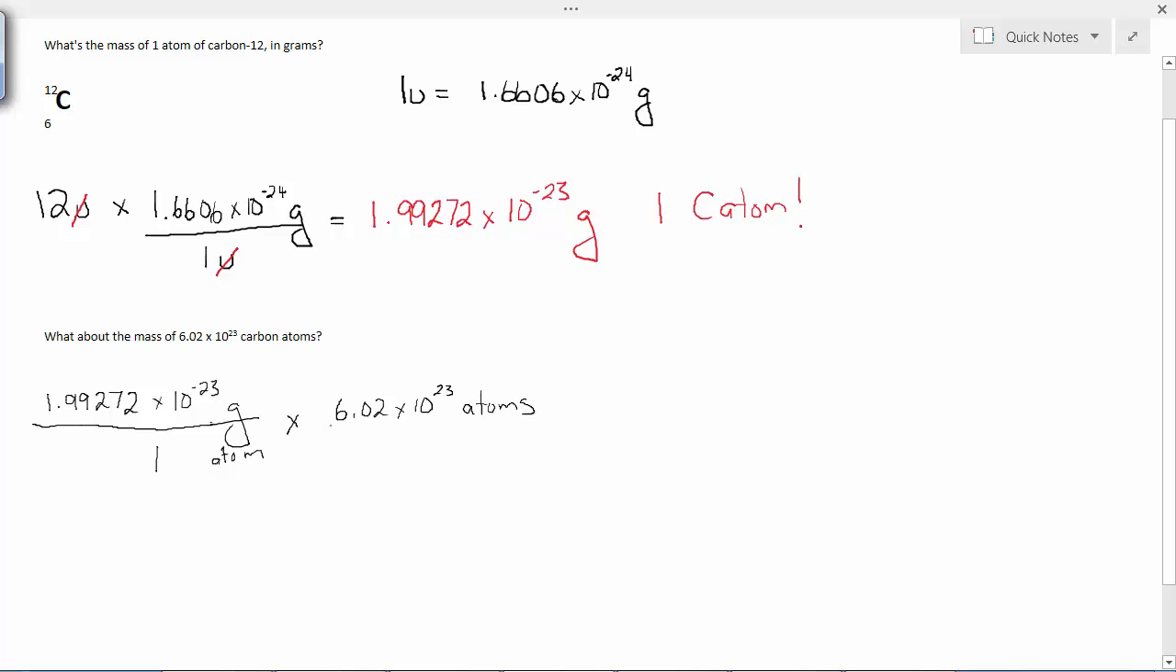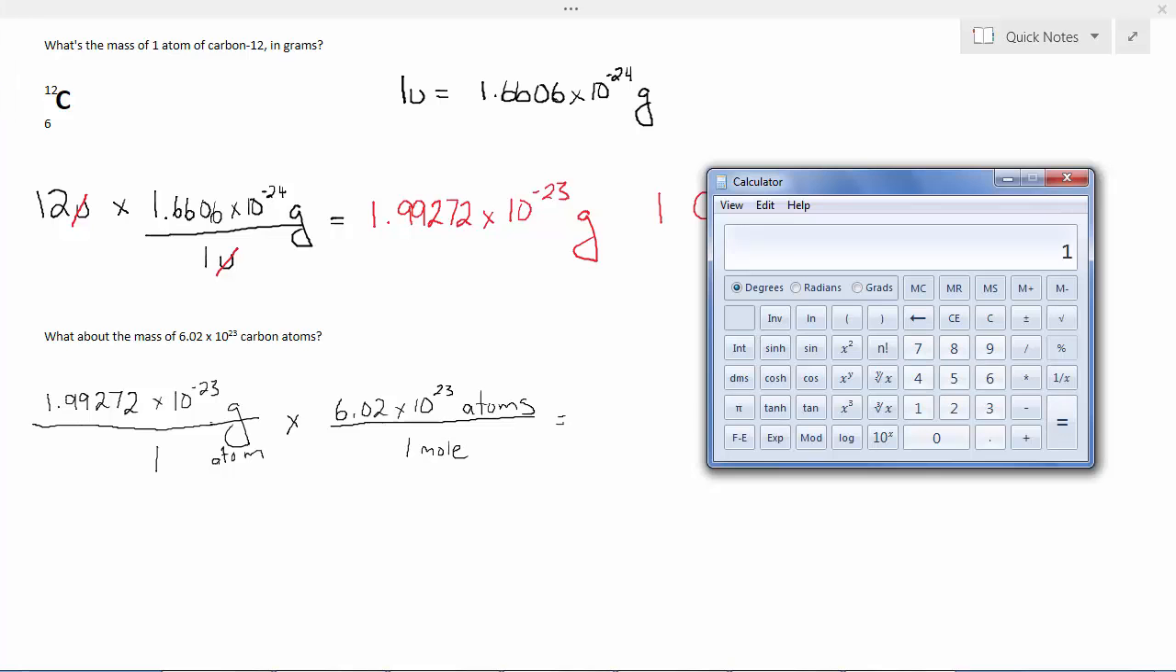What I should yield is the mass of 1 mole of carbon atoms. So that identity, 6.02 times 10 to the 23, is the unit now known as a mole. I find that I get 11.9961744, which, let's round to 2 decimal places, is 12.00 grams.